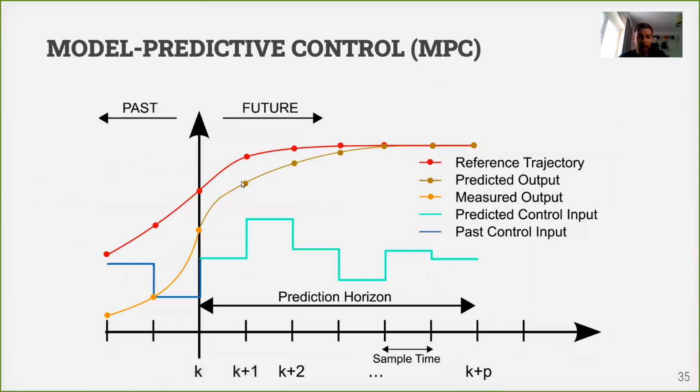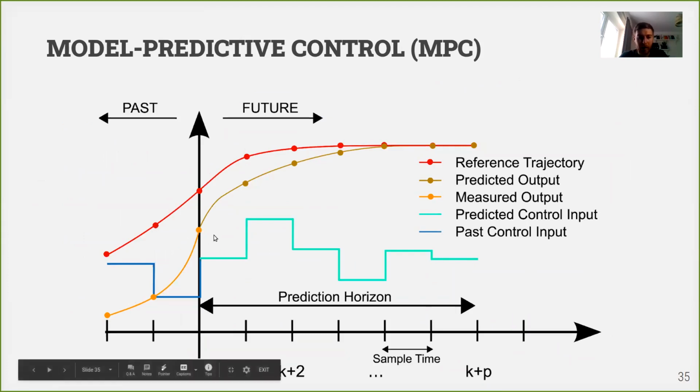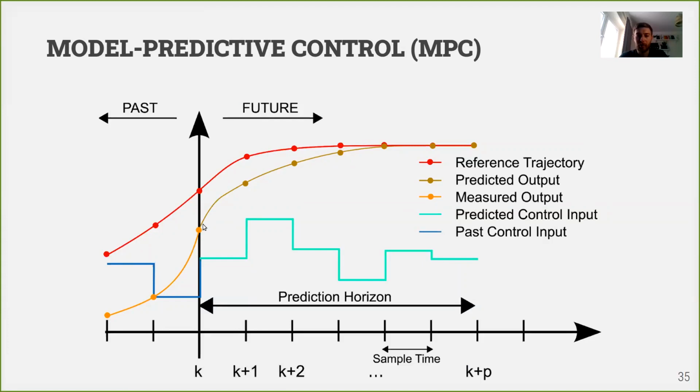So imagine here we have a prediction horizon, and in this example we are controlling the trajectory of our car. We have a reference trajectory in red. This is the trajectory we would like to follow, and we have a predicted output. We are here at the point K. We have a measured output. This is our past, something we already traveled. And at this step, we have to optimize our control algorithm for the future.